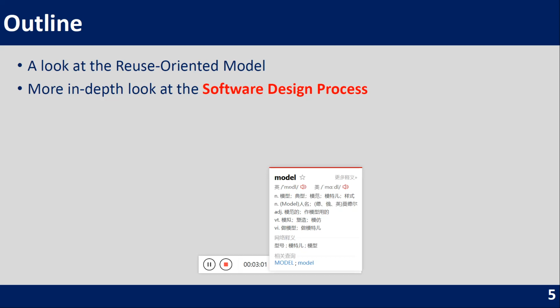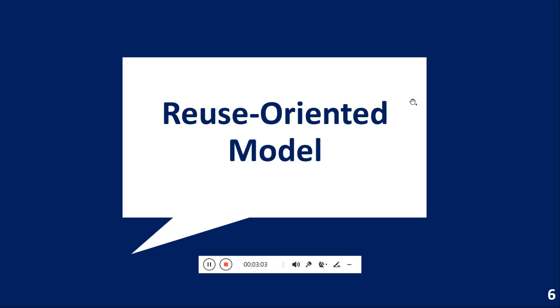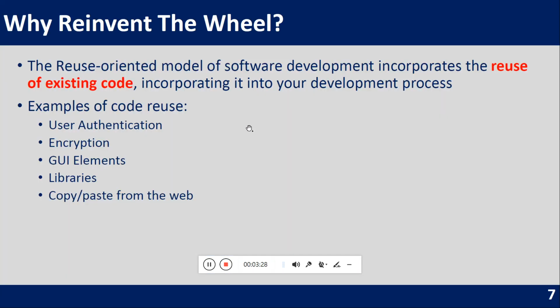And in this lecture, we are going to look at the reuse-oriented model and take a deep look at the software design process. So the reuse-oriented model is just that if you do not know how to write an algorithm, you just Google how to write this algorithm in Python, and you can reuse a module that someone has already written, maybe to serve as a building block for your project. For example, the reuse-oriented model incorporates reuse of existing code into your development process.